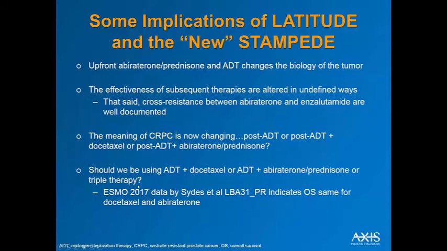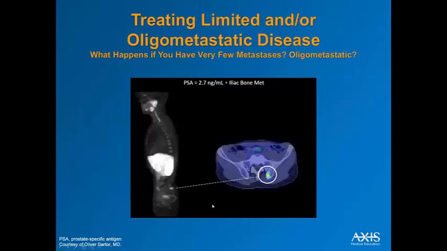That's still an unknown. But we do know from a presentation by Matt Sides at ESMO, which was literally 2 weeks ago in Madrid at the European Society of Medical Oncology, that overall survival is the same for the docetaxel and abiraterone. So now we know that's about the same.